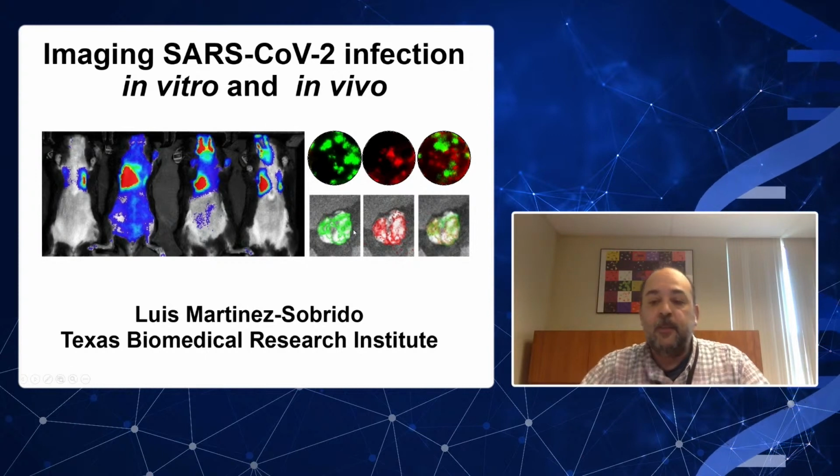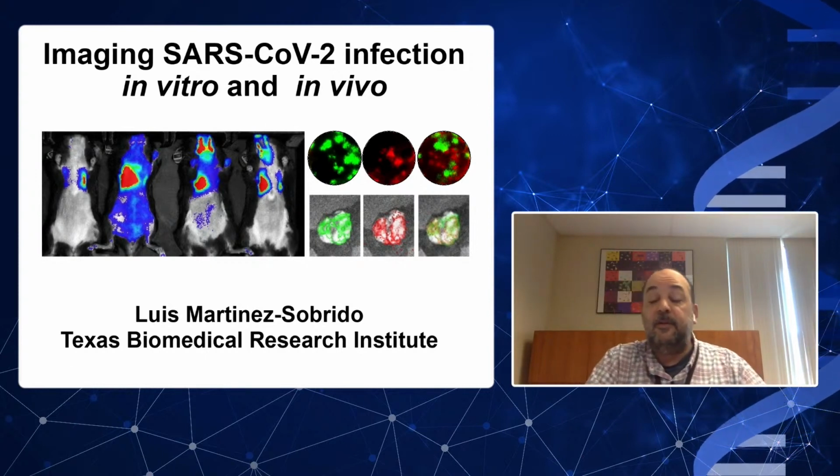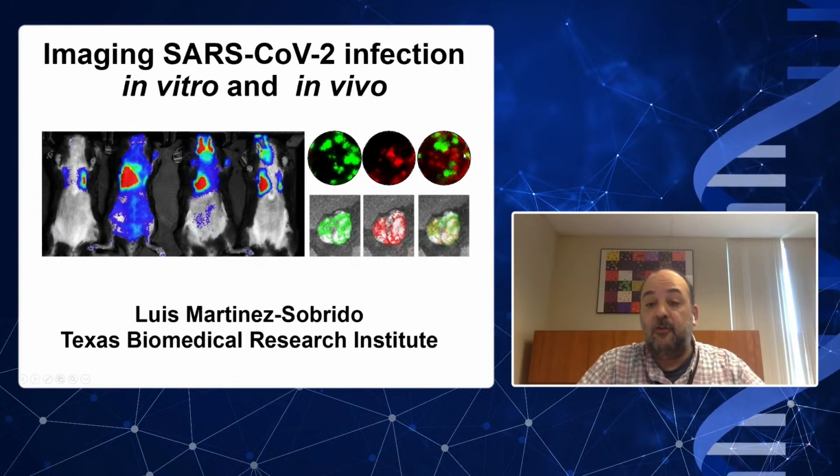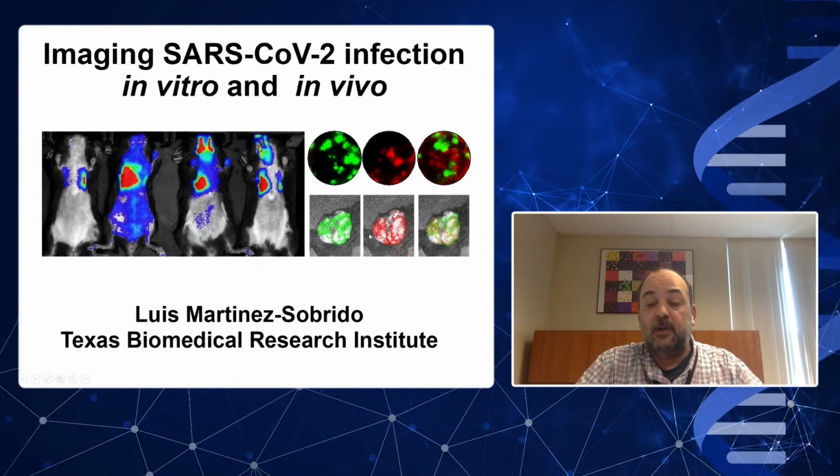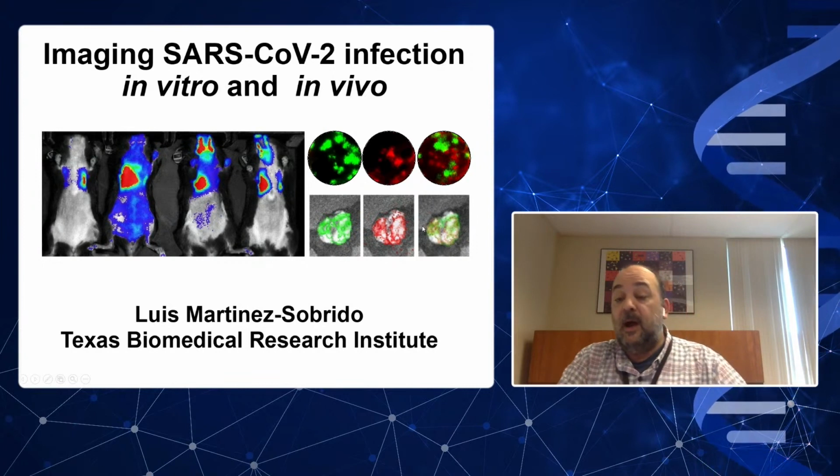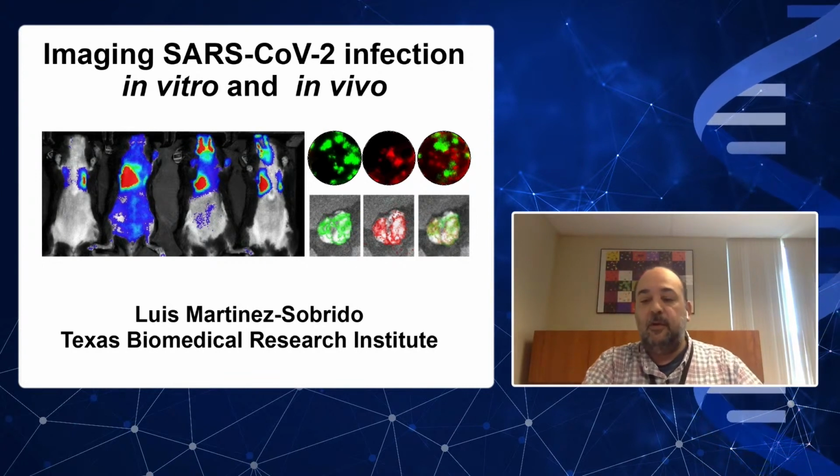And here on the right, some of the images of these fluorescent viruses that we make that allow you to see viral infection in cultured cells as well as in vivo in the lungs of infected mice, using these in vivo reverse genetics.